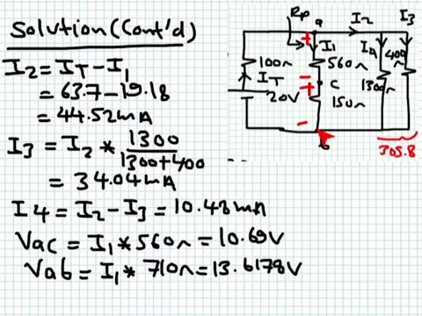So you can see I have two drops, negative, positive, so this will be counted as positive. This one is negative, positive, will be counted as positive. So I have I1 multiplying 560, and I1 multiplying 150. So I1 will be multiplying their summation, which is 710 ohm as shown here. You obtain VAB, which is 13.6178 volts.